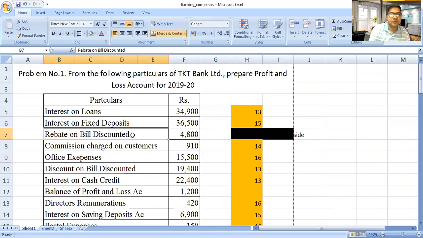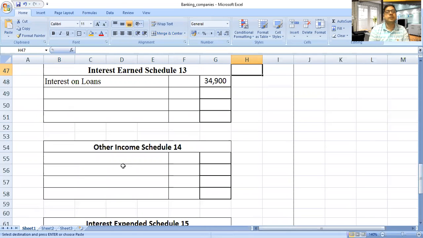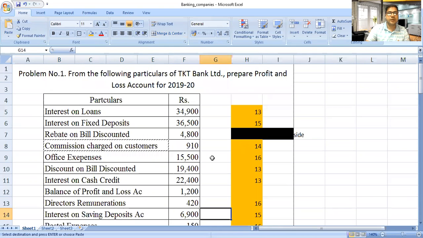Rebate on bill discounted. It is a balance sheet item. It will not come. Commission charge on customers, schedule number 14, belonging to other income. How much is the amount of the commission? It is 910.